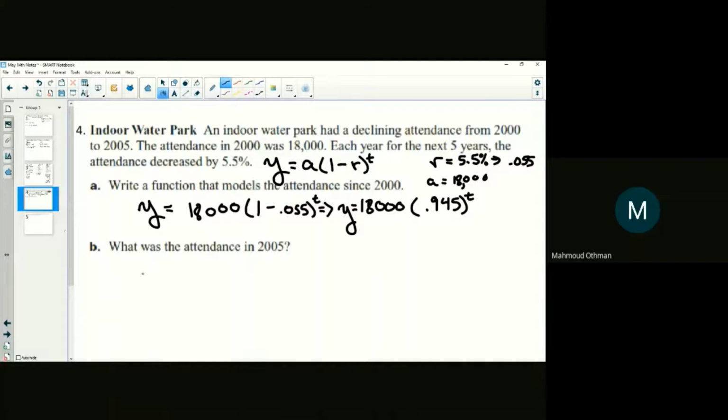Then now, what was the attendance in 2005? So again, you have to realize that this is the function that starts since the year 2000. So 2000 will be the year 0, which means that t is going to equal 5. Since you want to start at the year 2000 being 0, 2005 will be 5 years from there. So y equals 18,000 times 0.945 raised to the 5th power.